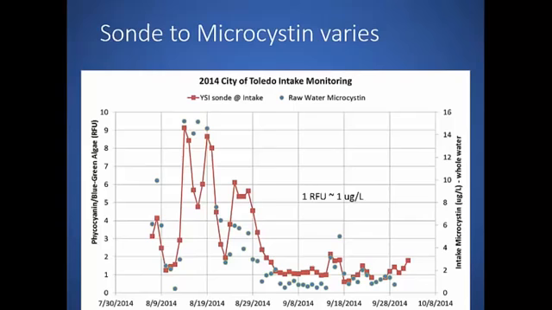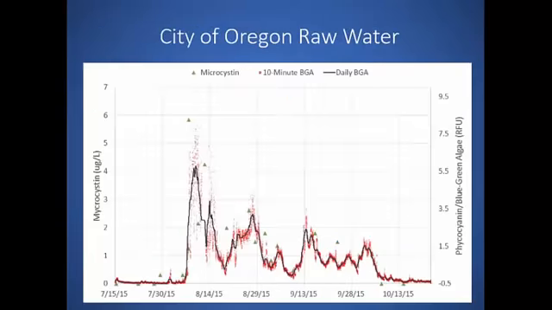I just want to show the city of Oregon's data here real quick. Oregon's intake is within less than a mile of the city of Toledo's water intake, so very close together. But they only collect weekly samples for toxin. You can see with the green triangles here, this is toxin measurements, and the black line is the daily running average sonde measurement. So we can see a better relationship. We can see how an operator, if they didn't have the sonde, would be surprised that all of a sudden we go from toxins in the 1 to 6, but the sonde would clearly indicate that cyanobacteria was rising.